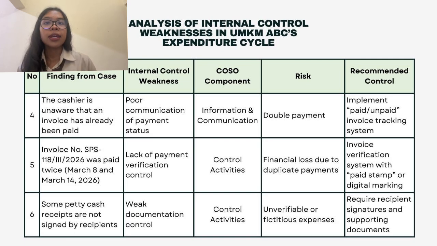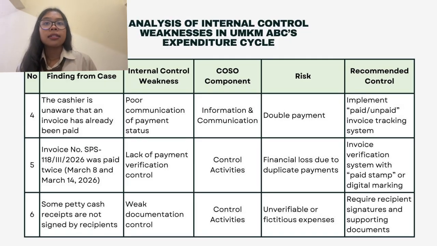And the next finding from the case is that invoice number SPS 108/III/2026 was paid twice, on March the 8th and March the 14th, 2026. The internal control weakness is lack of payment verification control. The causal component is control activities. The risk is financial loss due to duplicate payment, and the recommended control is an invoice verification system with a paid stamp or digital marking.